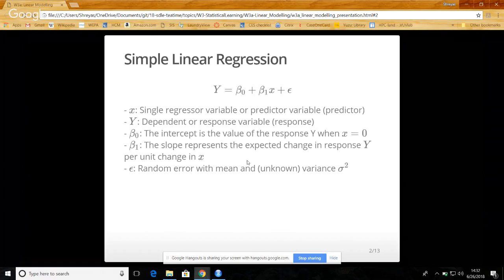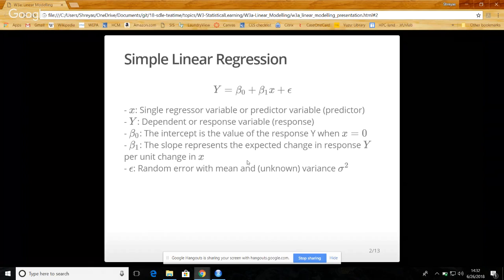So to start, we start with simple linear regression. The form of the equation is y equals beta naught plus beta 1 x plus epsilon, where here y is your response. That is your dependent variable. That's what you're trying to predict. X is your predictor, and that is the independent variable.